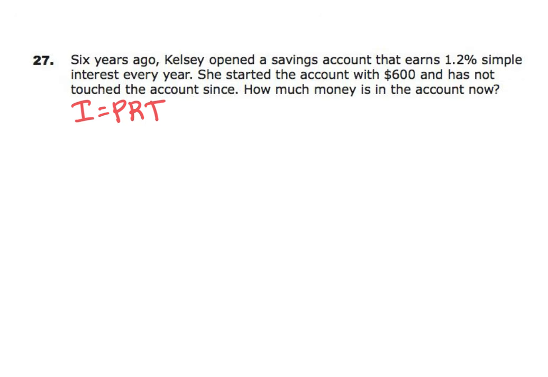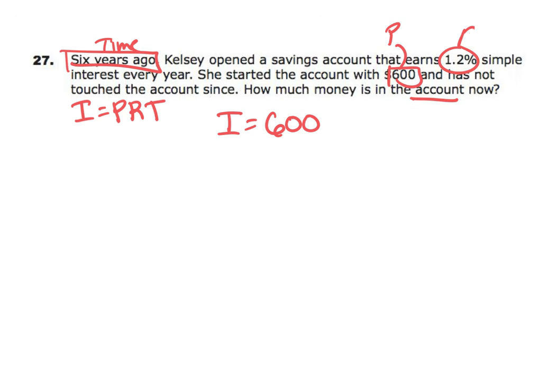Okay? So it wants to know how much money is in the account. So first, we have to find the interest. So the interest equals the principal. She starts off with $600. Time, I'm going to go to time next, and it said 6 years here. So this is my P and this is going to be my rate. Times 6 times 1.2%. I am putting my percent last, so I can just put it straight in the calculator. If you don't want to put it last, you can always take it to a decimal and multiply it like it is in the equation.